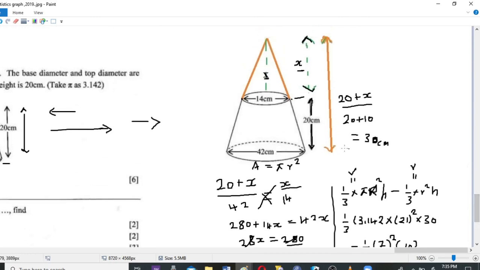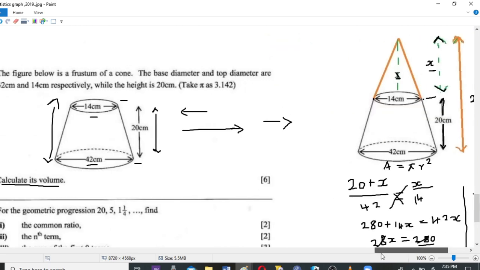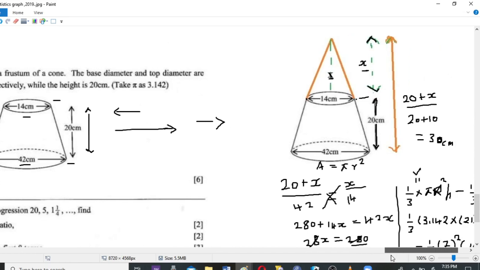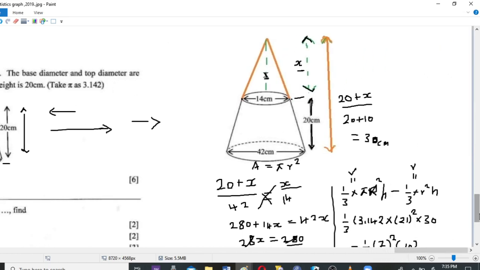First you need to assume it to be a complete frustum, and then you find the volume for the complete frustum. Then you take the small frustum and you subtract the small frustum from the one you assume to be a complete frustum. All right. So if there's any question, you can ask.